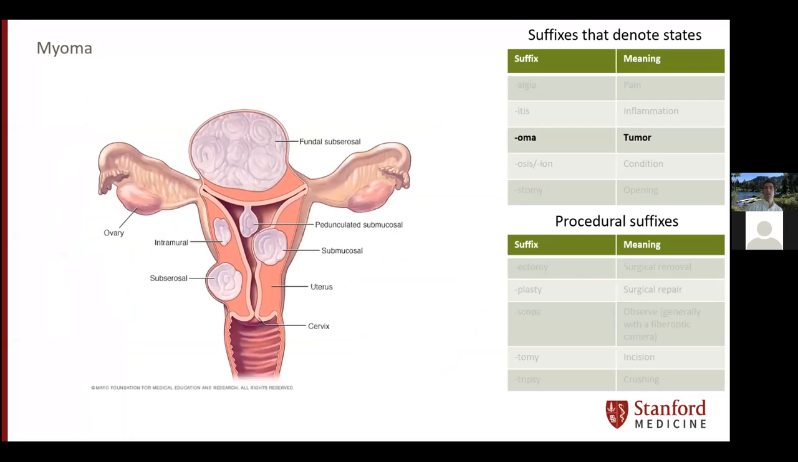Or you can have myomas. So oma meaning tumor. And a myoma is a tumor of the muscle. And the most frequent of these are uterine myomas or fibroids. And this is picturing that. And these can become very large and very problematic.